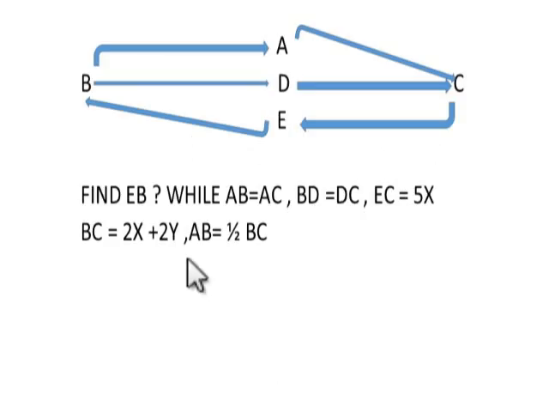So to end this section, let's do a final question. The final question is to find EB, E to B, given that AB has the same distance as AC, and that BD and DC have the same vector, while EC is 5x, and BC is 2x plus 2y, and AB is equivalent to half BC.